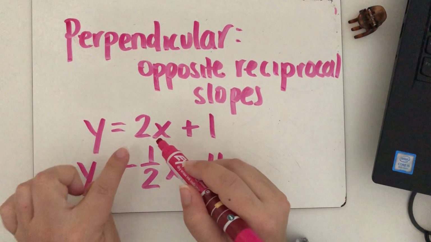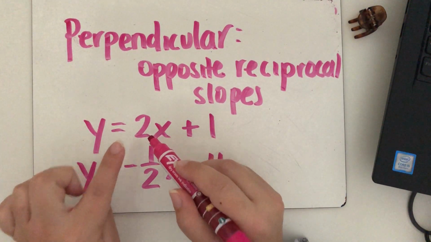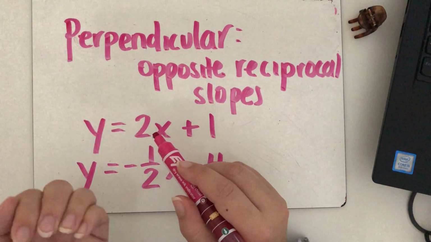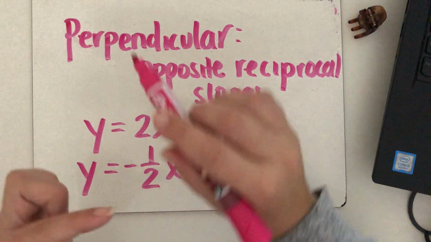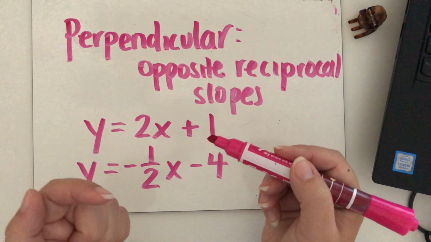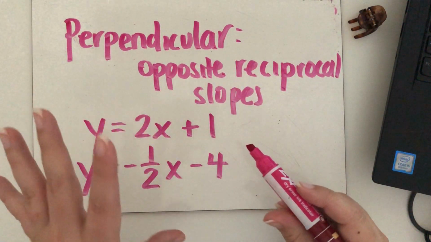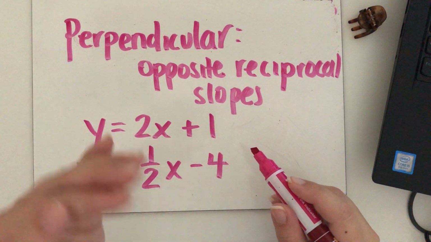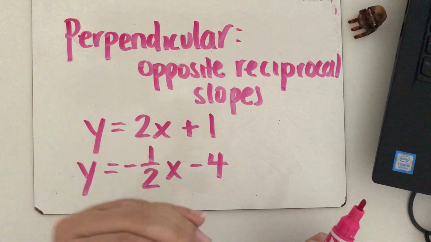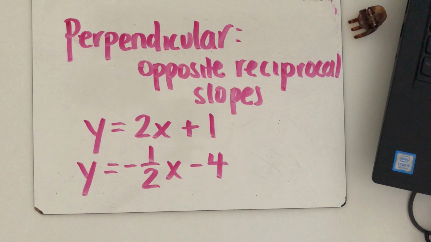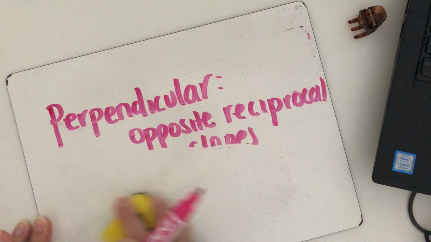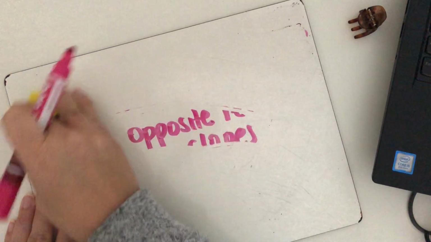So notice here we had a 2, so that's a positive 2, right? Its opposite would be a -2, but if we flipped it, it would be a -1/2. Remember that every single whole number is always over 1. So if we were to flip them, it would be 1 over whatever that whole number was, okay? So that is your parallel and perpendicular lines.